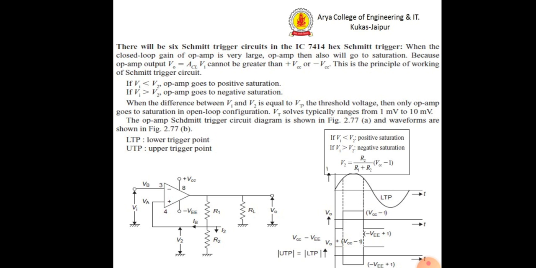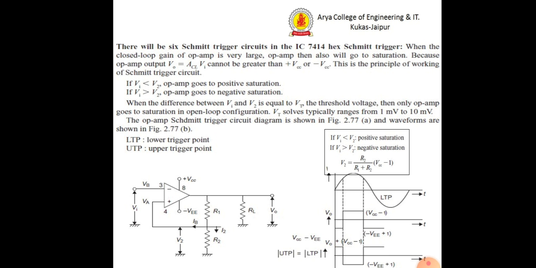1 volt is dropped across the components of the op-amp, so the voltage at the point 2, that is V2, will be equal to R2 upon R1 plus R2 into Vcc minus 1. When Vi rises to V2 and becomes greater, the op-amp switches to minus VEE, where VEE is the negative voltage applied, which is basically minus 15 volt.